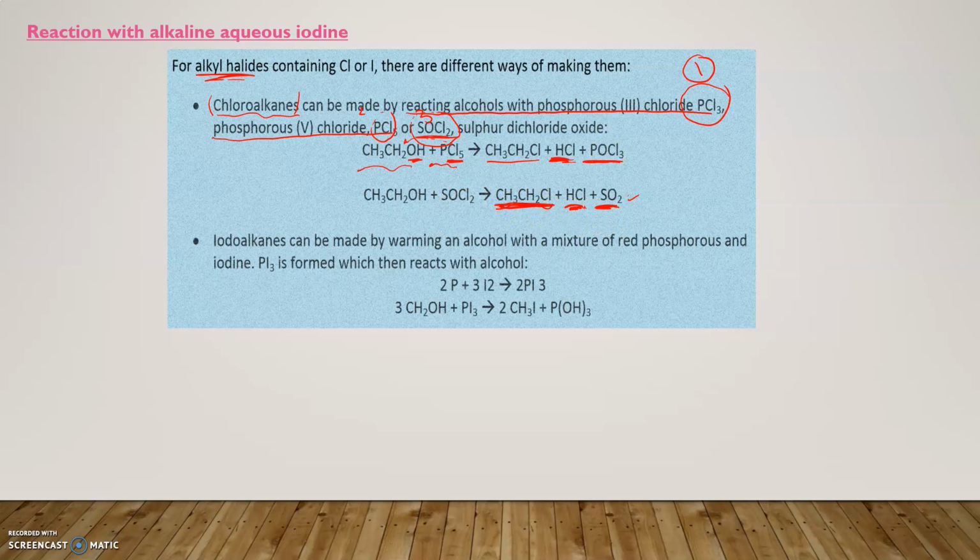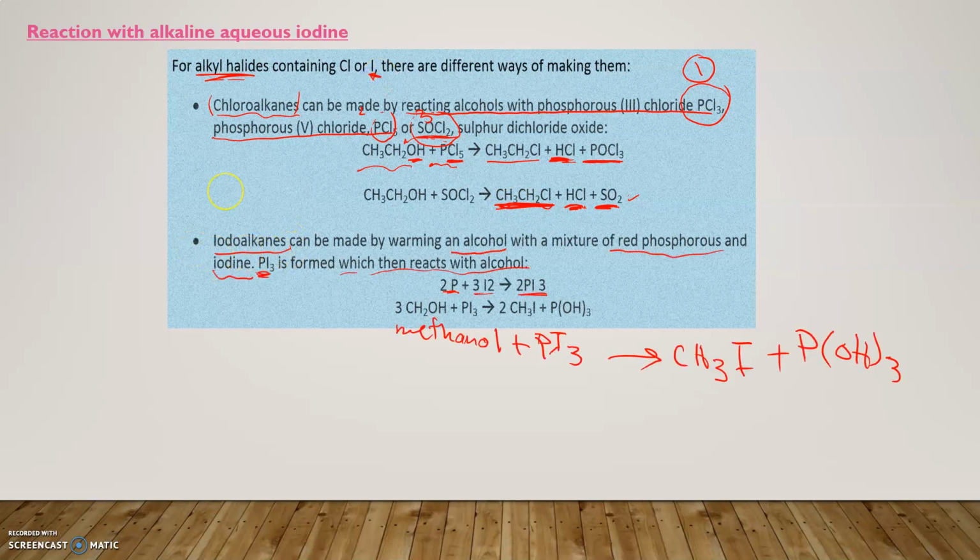But what if you want to prepare an iodoalkane? To make the iodoalkane, you also need an alcohol, red phosphorus, and iodine. First, the red phosphorus and iodine react together to form PI3, and then that PI3 reacts with an alcohol, in this case methanol, and produces an iodoalkane.